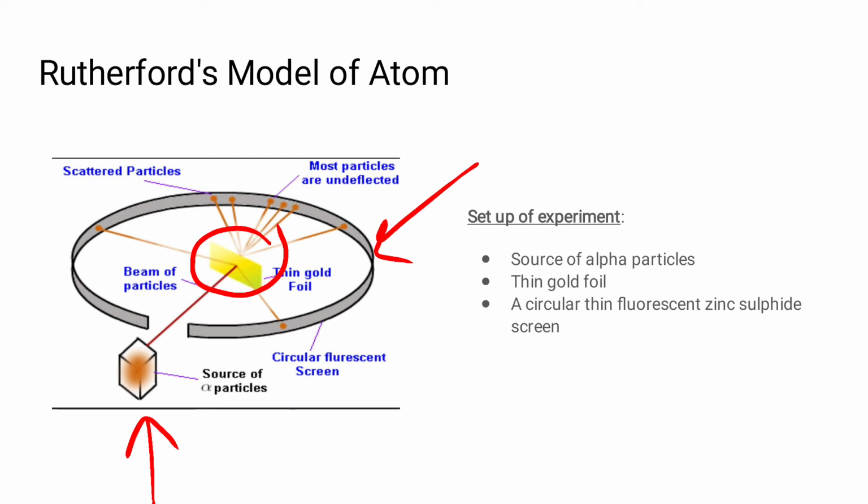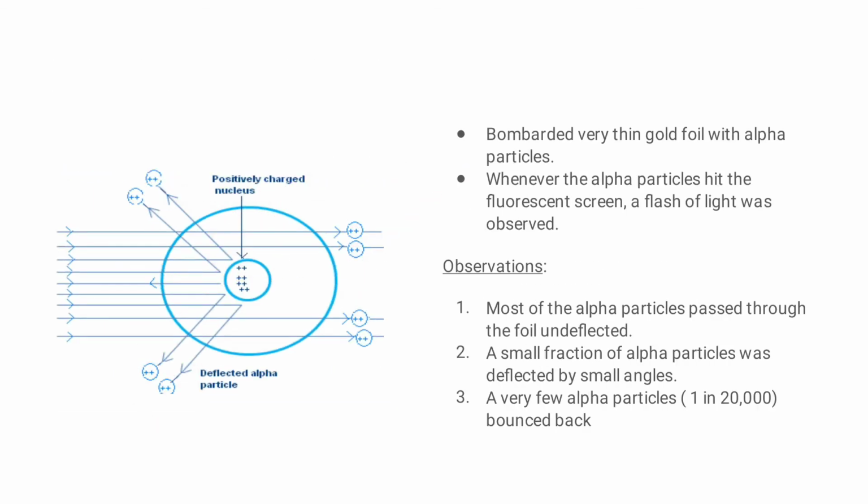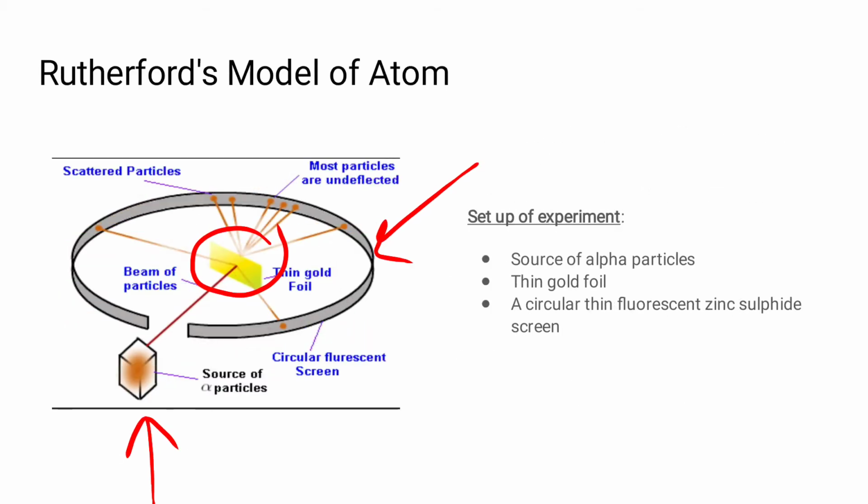Now, what he did, he bombarded alpha particles on this thin gold foil, and he observed that some of the particles were undeflected, while some were scattered, and some fluorescence was observed all around the zinc sulfide screen.